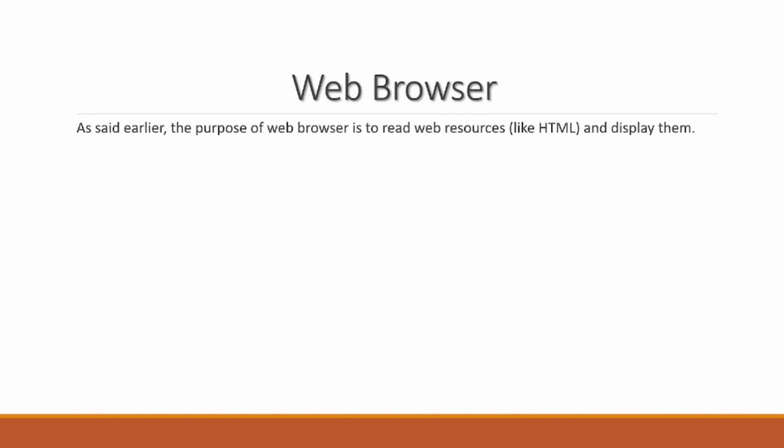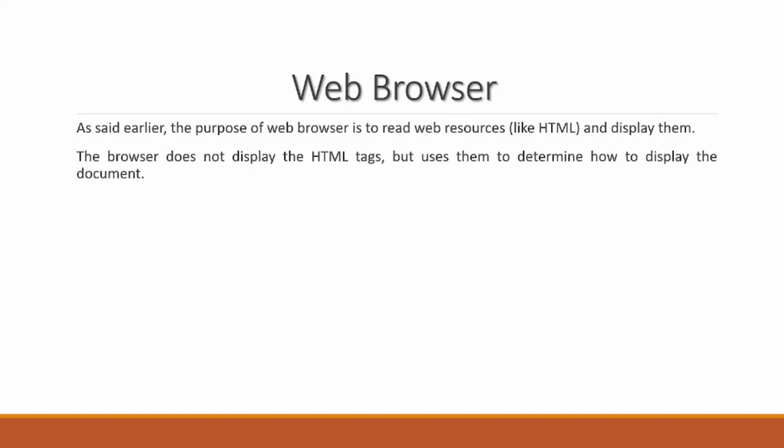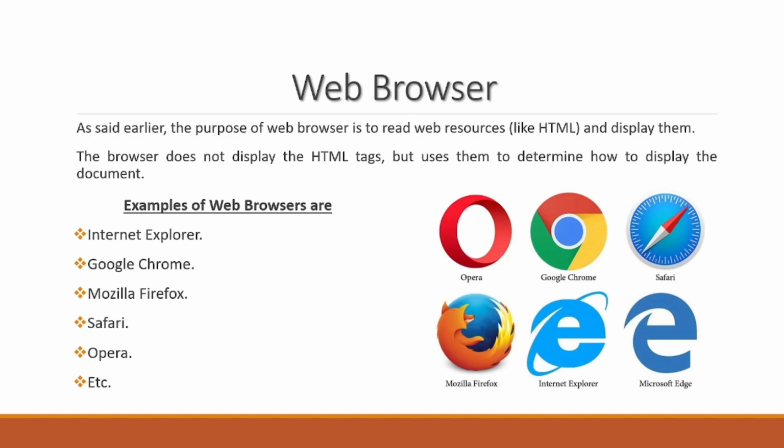Now let's talk about the web browser. I said earlier, the purpose of a web browser is to read web resources like HTML and display them. What this simply means is that just as you have used your code editor to build a web resource like HTML, we actually make use of our web browser to display them. The browser does not display the HTML tags, but uses them to determine how to display the document. Examples of web browsers are Internet Explorer, Google Chrome, Mozilla Firefox, Safari, Opera Mini, etc. So these are examples of web browsers.